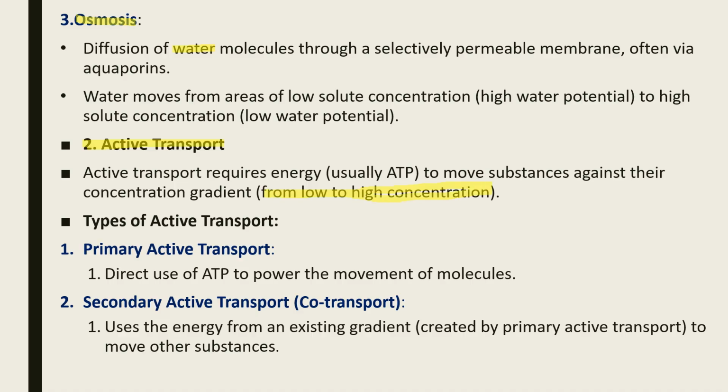Types of active transport. The first one is primary active transport. The second one is secondary active transport, also known as co-transport. What is the difference? Primary is the direct use of ATP to power the movement of molecules, while the other one uses the energy from an existing gradient created by primary active transport to move other substances.